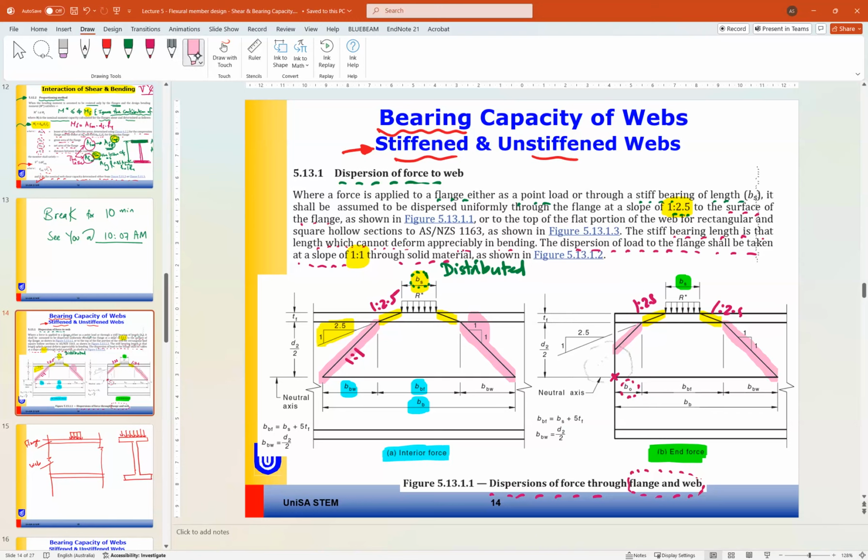So anyway, the total width of distribution of the load at the neutral axis, BB, here BB equal to BW, twice BO, plus BBF. Here we have a new term, which is BO. So this is just an indication of how the load is dispersed through the flange and the web until reaching the neutral axis.